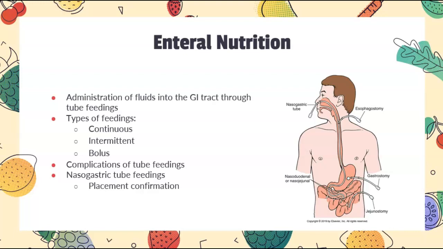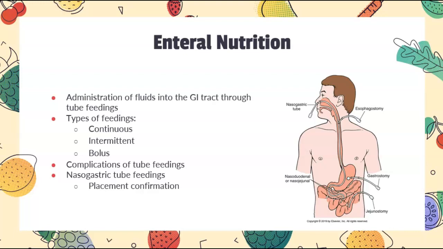Patients that require long-term feedings will usually have feeding ostomies, which are surgical openings through which a feeding tube is passed. And the name depends on where it's placed. So a gastrostomy is placed in the stomach, a jejunostomy is placed in the jejunum, etc.